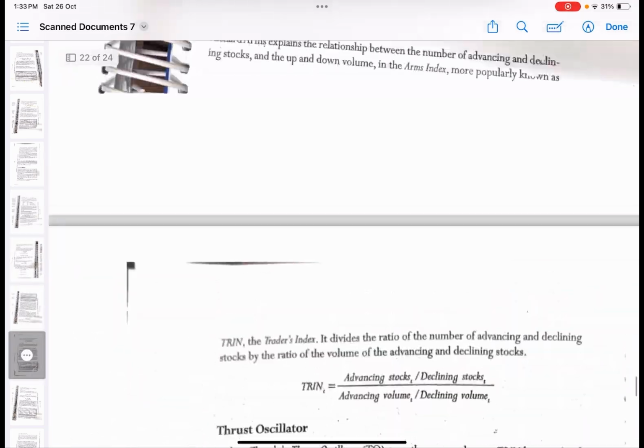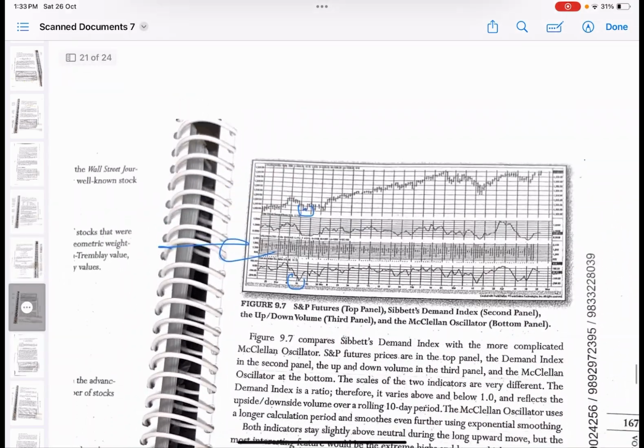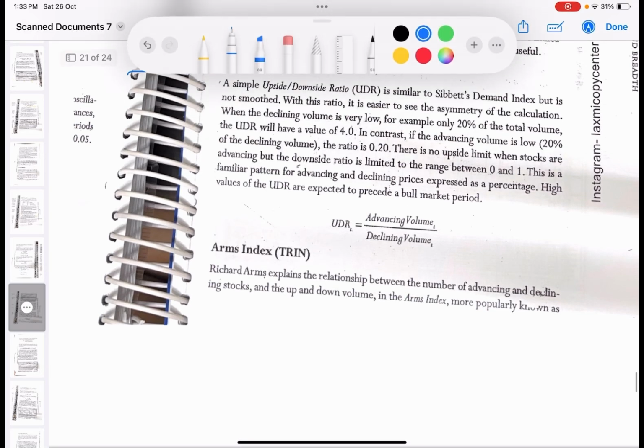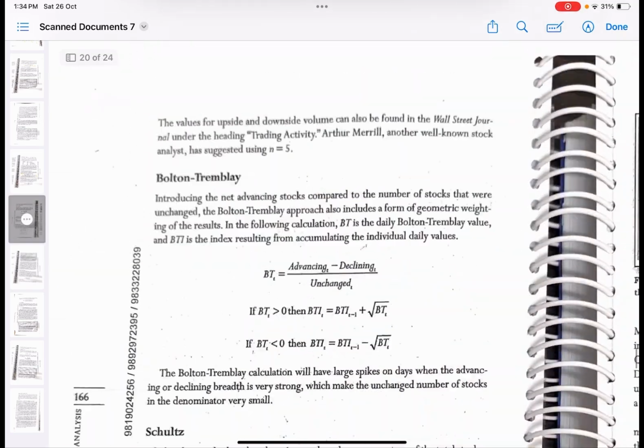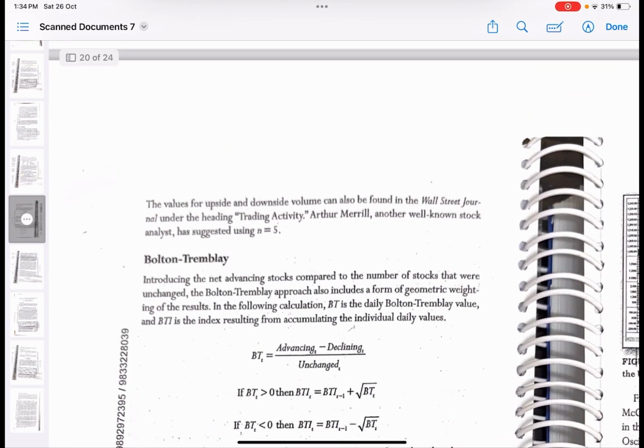Now let's go and see what is upside downside ratio. The upside downside ratio is again similar to the Sibet demand index, and you know Sibet demand index was upside volume divided by downside volume, right? So this is what the upside downside ratio is. It is very similar to this, but the formula is advancing volume divided by the declining volume instead of what we saw in the Sibet demand. Let me quickly revise that for you.